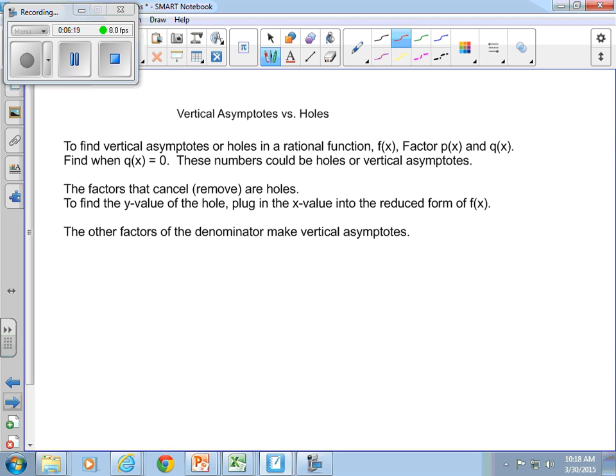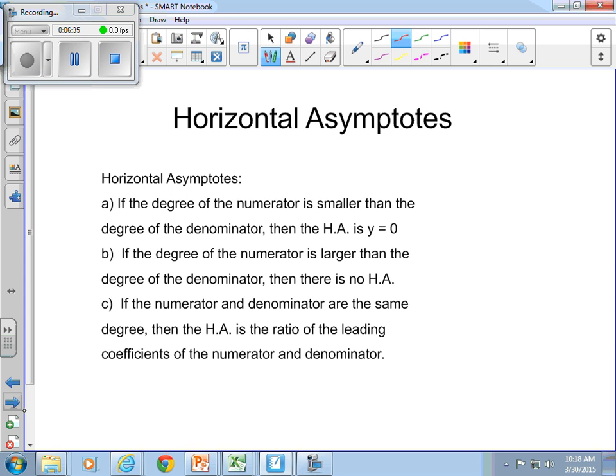So if you have a factor in the denominator that cancels, you're going to get a hole from that. If you have a factor in the denominator that doesn't cancel, you're going to get a vertical asymptote from that. Again, this will make so much more sense when you see an example. So, kind of the overall, this you need to write down.